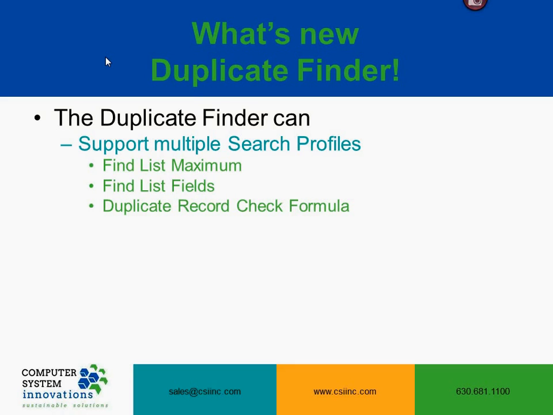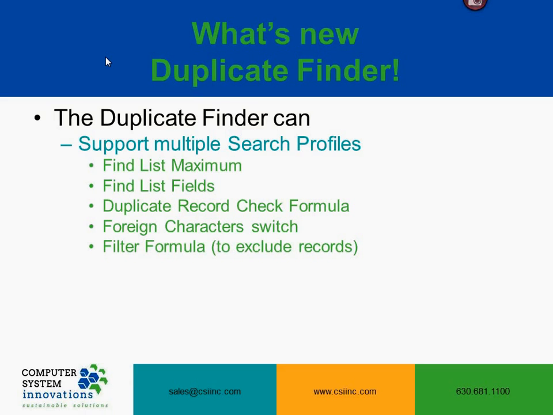How about my duplicate record check formula? I can create my own duplicate record check formula. We give you the default IMUS one, but you might want to come up with something cool like company, zip, phone number, and email. Who knows? There's a foreign character switch, so you can include those or not. You can strip those out.